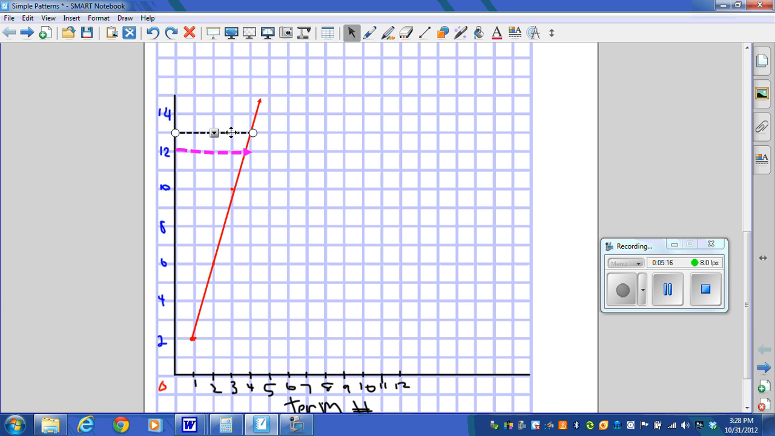Makes sense? So that's my first line, and that algebraic expression was my 4n minus 2.